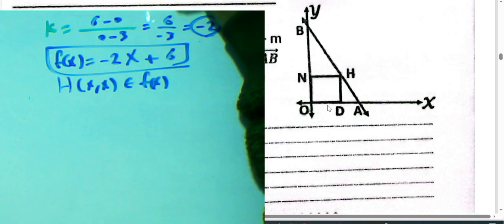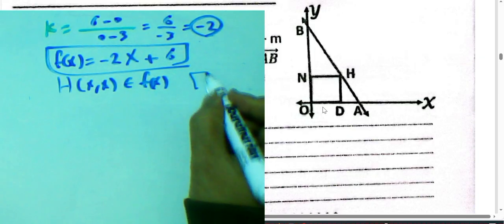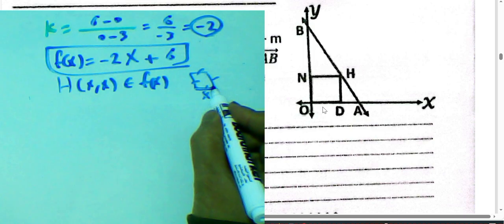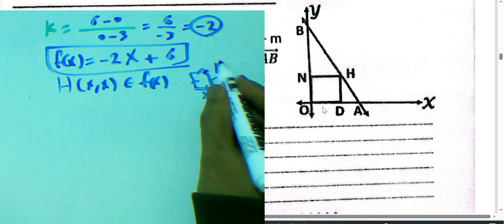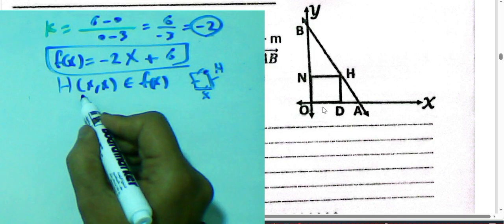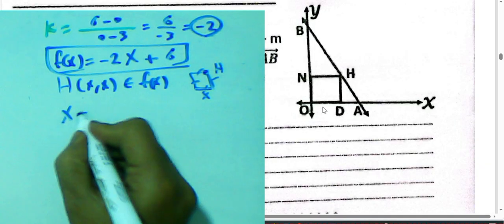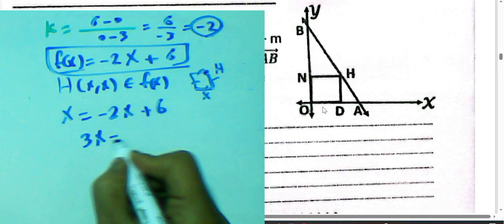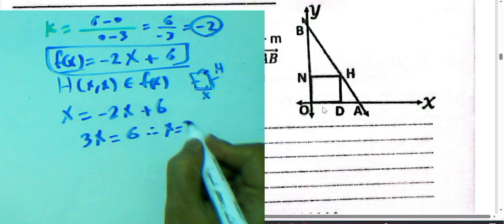Okay, this length I will put x and this x. Four sides are equal lengths in a square, and each side is x. Then from the point, move x to the right-hand side and up x to go to H. Okay, put this x in the function, the image x equal negative 2x plus 6. Move this number, it will be 3x equal 6. Then the value of x equal 2.